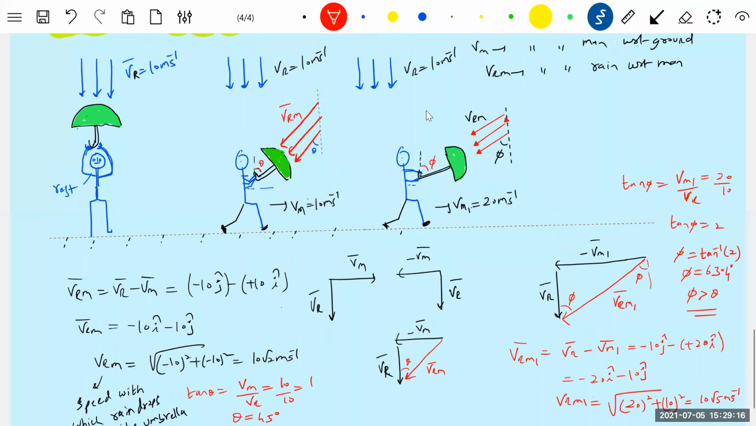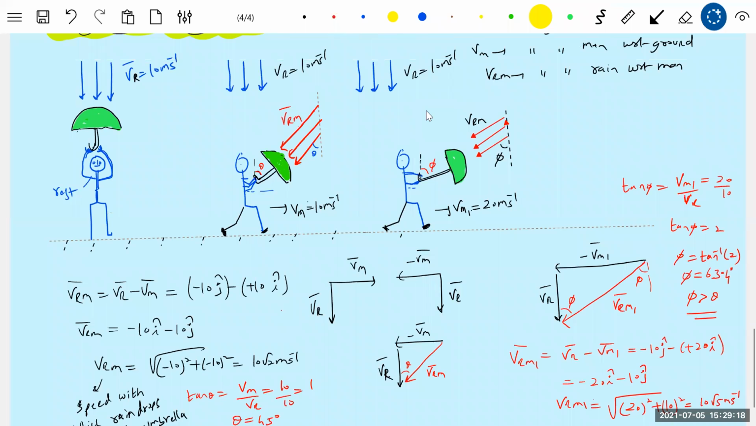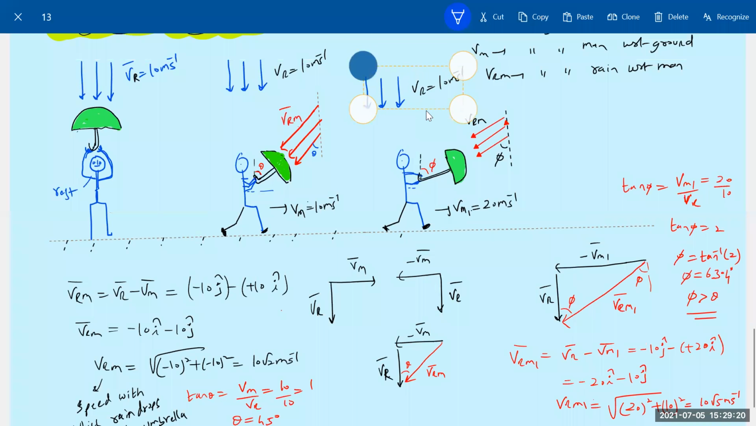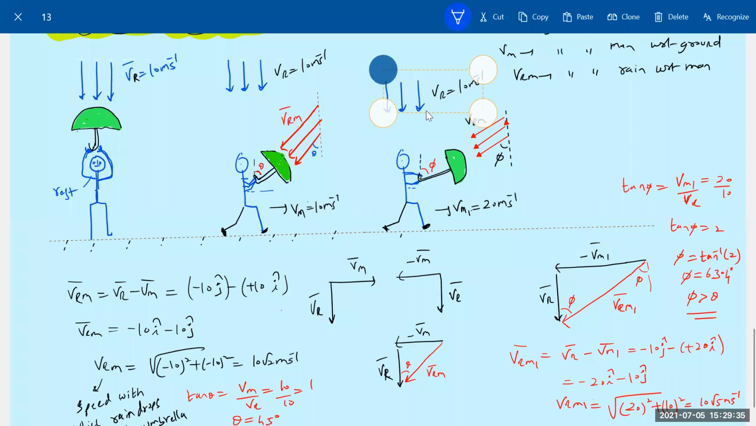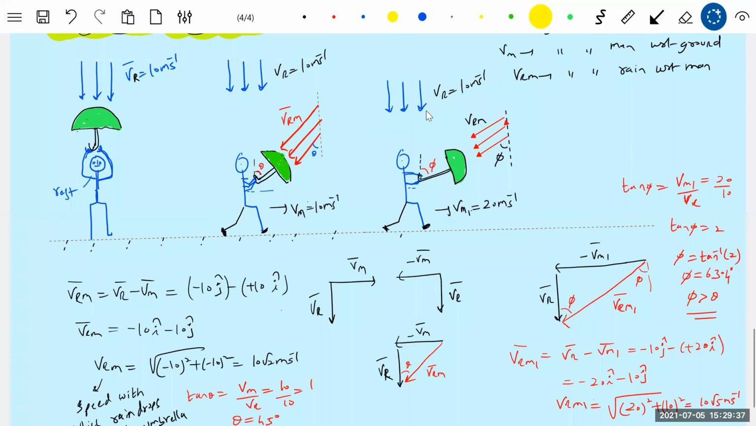Sir, are you sure rain will not wet him? Yes, I am very sure. For you to do all this experiment will be very difficult, because the rain should fall vertically, first of all. The rain should fall vertically. Now some students say, sir, raindrops will come and strike the head.